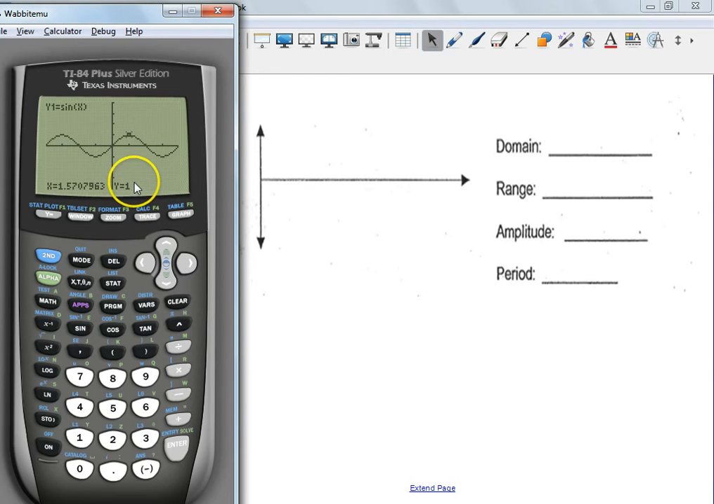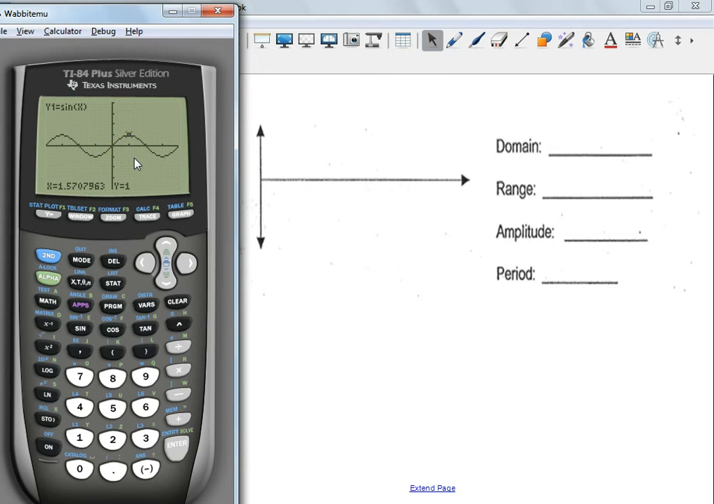Does anyone think they know what x value this is that's roughly 1.5707963? It's pi over 2. What do you notice is the y value? 1. When you're at pi over 2 on the unit circle, what is your sine value? 1. So coincidence? I think not.